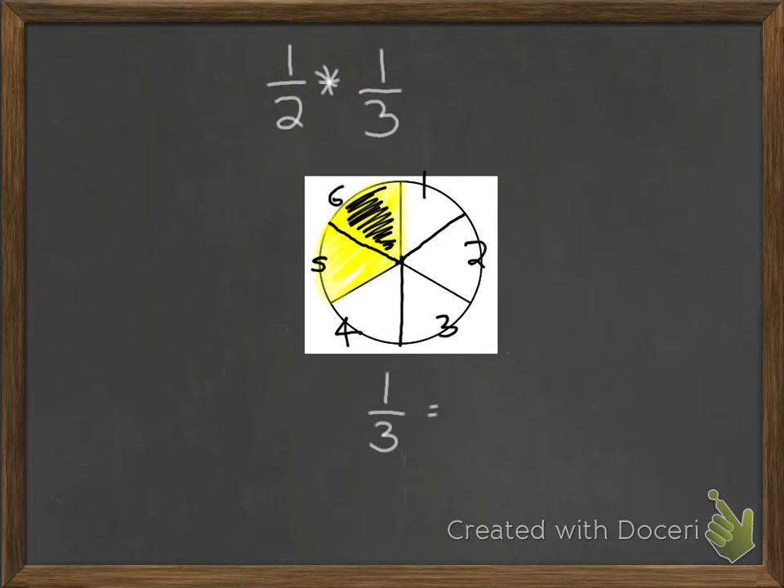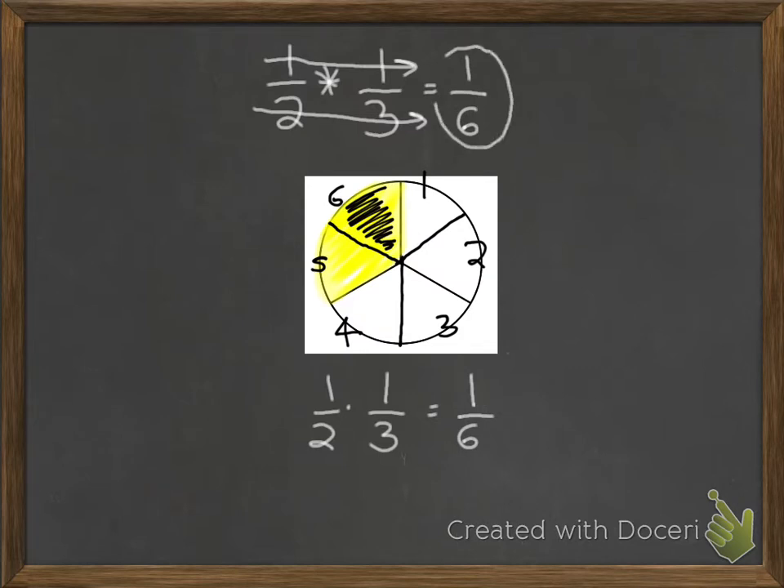Okay? So if I take half of 1/3, that means I still have 1, right? But I now have 6 slices instead of 3. Mathematically, this is probably the simplest operation to do with fractions because all I have to do is multiply across on the top and multiply across on the bottom. So 1 times 1 is 1, 2 times 3 is 6. Okay, so half of 1/3 is this shaded region right here. Again, that represents 1/6 of the total pie.